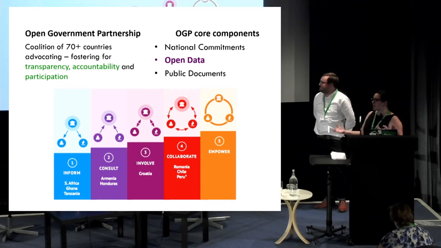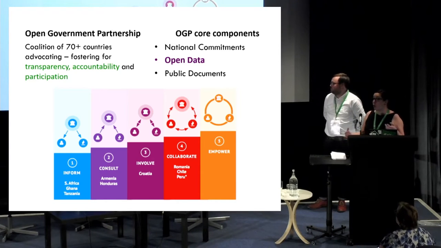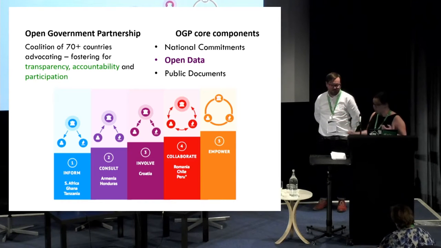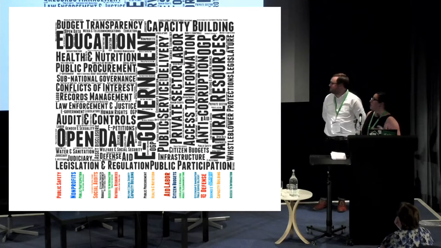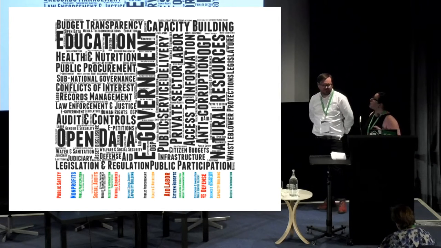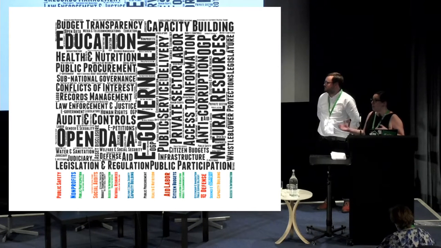So one is to inform the citizenship, to inform the people about the things they're doing; to consult the people, with little participation instances where people are asked what the governments could do to improve their services; to involve the people in the processes; to collaborate with civil society, with the students, with the teachers, with the universities, in developing national plans, action plans, and commitments; but also to empower communities. So we're looking at those five layers. Most of the themes coming around the OGP national commitment levels are governance, open data, education, transparency, capacity building. But what do they mean by that?